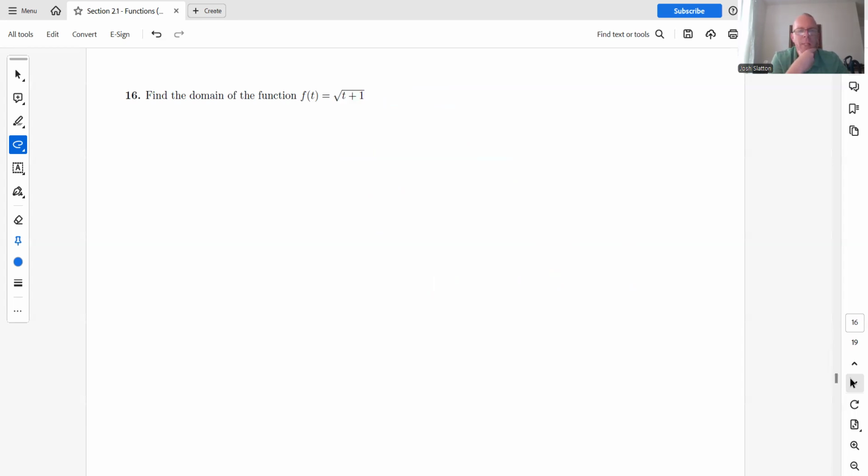All right, what type of function is this? This is a square root function. So for a square root function, the part under the radical, the square root being called a radical, is called a radicand. Set the radicand, which is t plus 1, greater than or equal to 0.